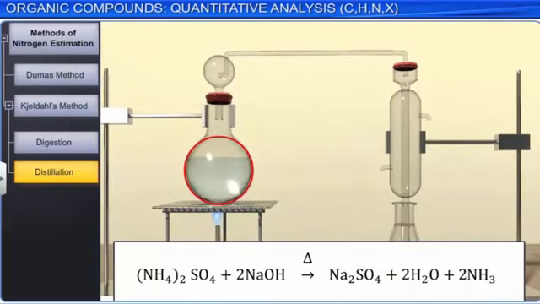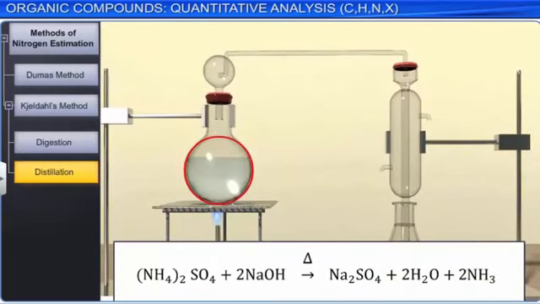It is done by estimating the unreacted sulfuric acid left after the absorption of ammonia by titrating it with standard alkali solution. The difference between the initial amount of acid taken and that left after the reaction gives the amount of acid reacted with ammonia. Let's assume that the mass of the organic compound taken is m grams. The volume of sulfuric acid of molarity M taken in the flask is V ml. The volume of sodium hydroxide of molarity M used for the neutralization of excess acid is V1 ml.